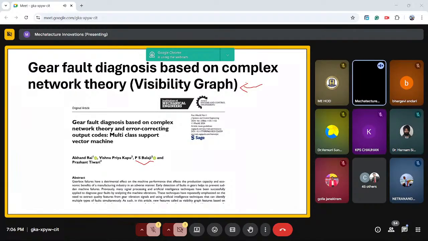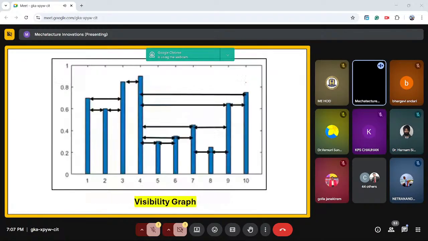So this visibility graph does not calculate kurtosis or RMS value or anything. It follows the concept called network theory, especially the visibility graph. Okay, let's see what it is. See, what is visibility graph? In order to understand, you can easily say, see how far you can see. Visibility means what? How far it is visible. How far you can see.